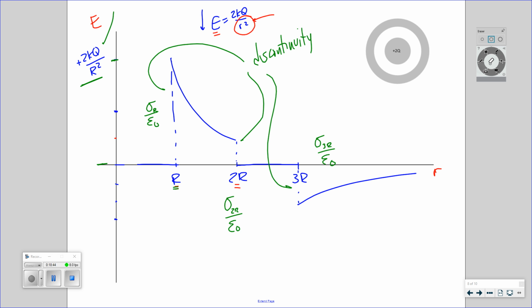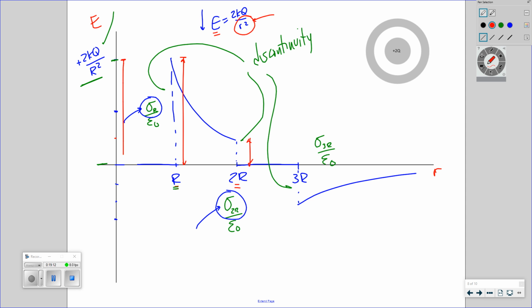remember, epsilon naught is epsilon naught. This charge density is charge per unit area. This charge density is 2q over A. This charge density is 2q over 4A. The charge density is 1/4 as big. And thus, this discontinuity is 1/4 as big as that. An inverse square says that's a certain field strength at twice the distance from the center. The field strength is 1/4 as much, so those things jive.